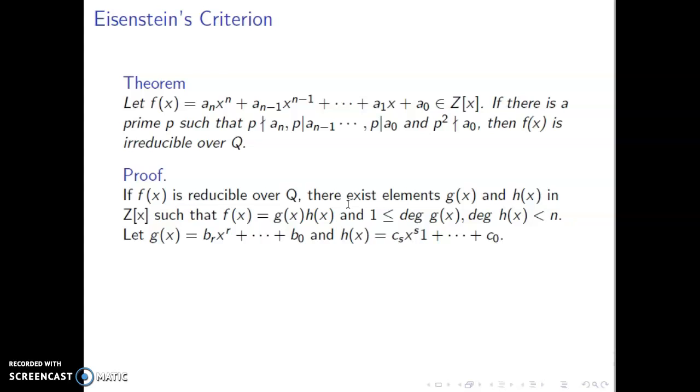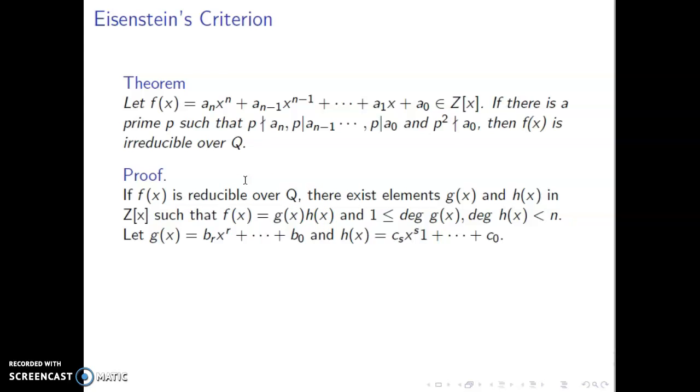Next we come to what is called Eisenstein's criterion. Suppose f(x) is equal to an x raised to n plus an minus 1 x raised to n minus 1, and so on up to a naught, is a polynomial over the set of integers. If there is a prime p which does not divide an but it divides all the other coefficients an minus 1, an minus 2, and so on up to a naught, but p squared does not divide a naught, then f(x) is irreducible over Q.